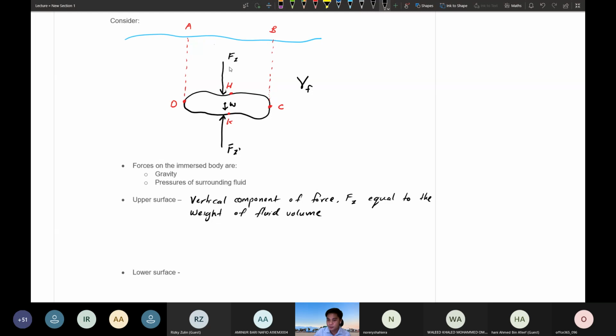How to get the Fz, everyone? Fz equal to the volume or the weight of what? The weight of the object. Okay. So where is the location of Fz? On top of this surface, right? So what's the pressure involved? So what's the force involved? Pressure of the water?